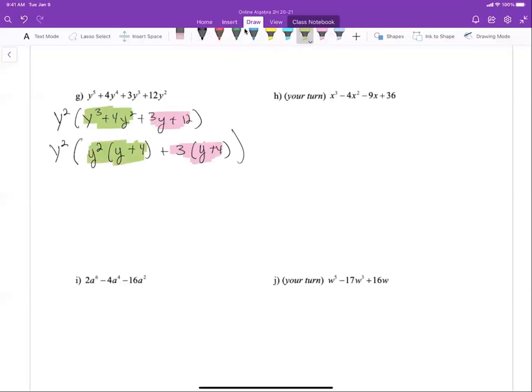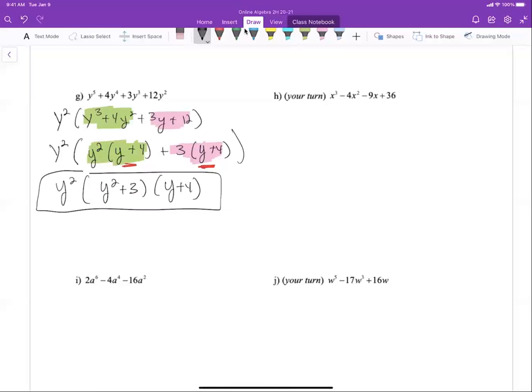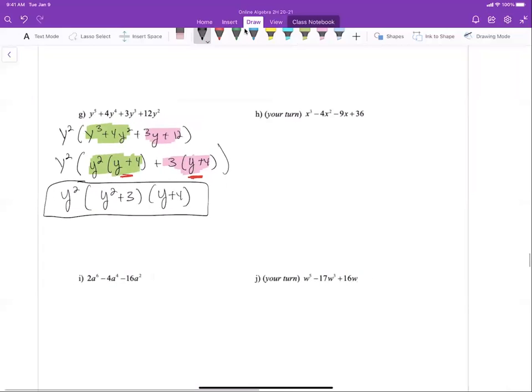Now notice I have y plus 4 in those parentheses. That's the same. That's fantastic. So I can factor that out. And what do I get left? I'm left with y squared plus 3, and then I have my y plus 4. Now, is there anything else I can do? Is there any difference of cubes or difference of squares? And the answer is no. And so this is the answer. All right, try one yourself.